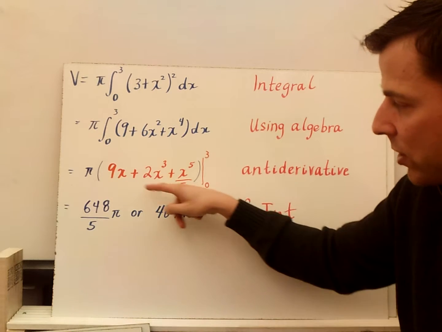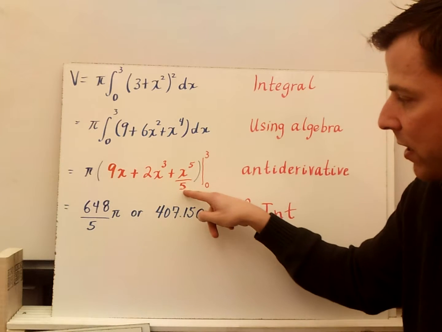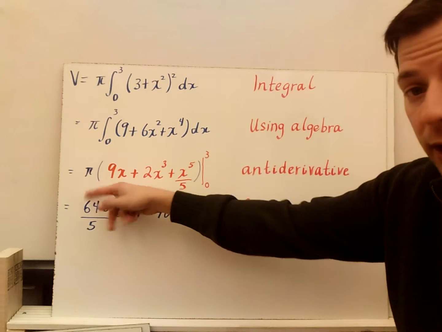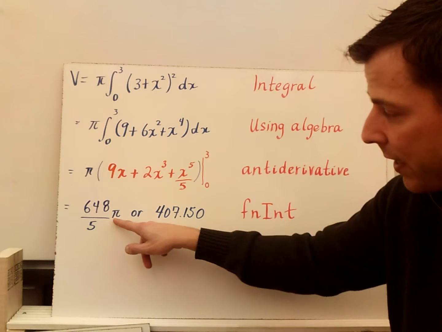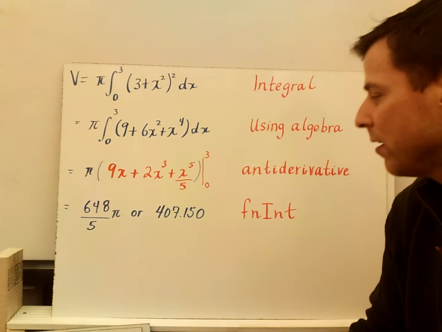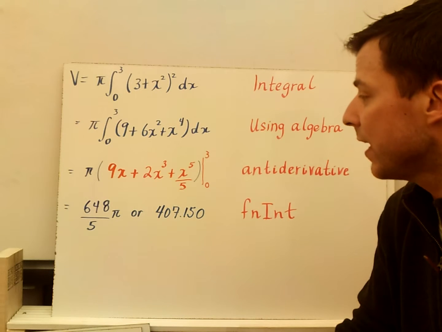The good thing is, since each of these have x terms, I don't have to do the second one, so I just have to plug 3 into each of these, simplify, and multiply that pi. When you do that, you get 648 fifths times pi, or 407.150. I used fnInt there to get that value to check.